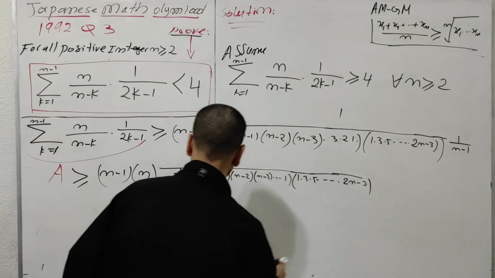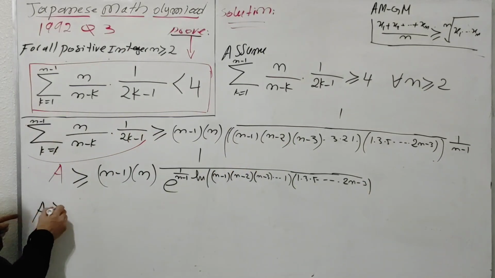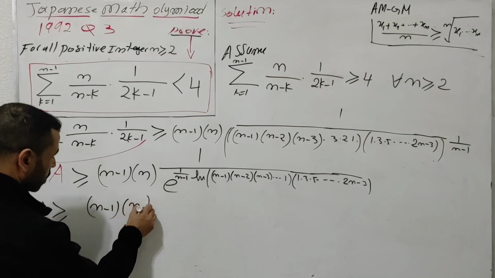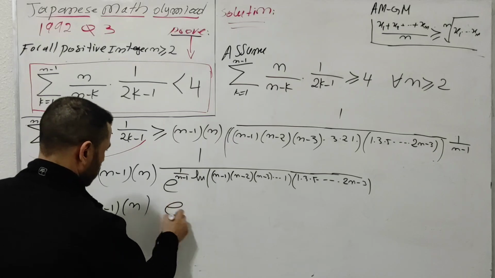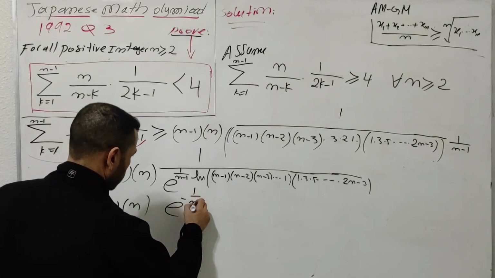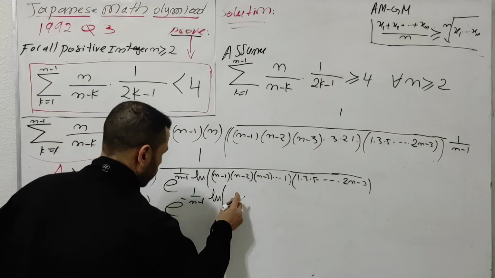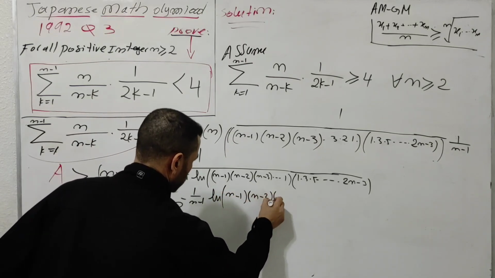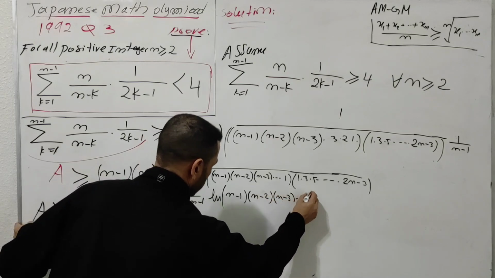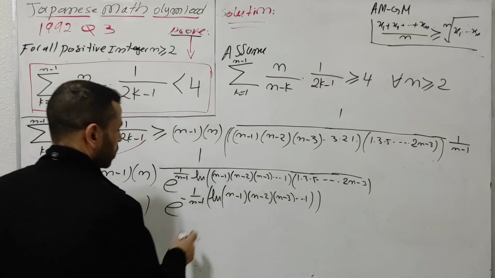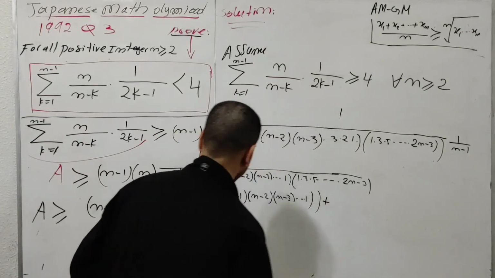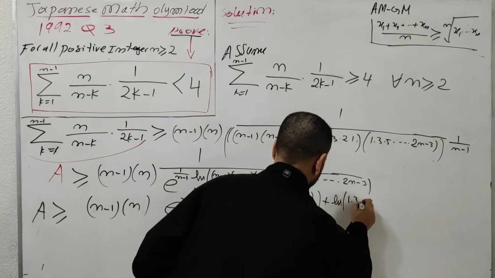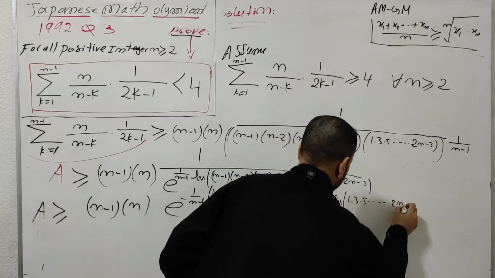Okay, so this one, capital A, is superior or equal to n minus 1 multiplied by n. I'm going to put the reciprocal of this one, which is given as e to the minus 1 over n minus 1 natural log of n minus 1 multiplied by n minus 2 multiplied by n minus 3 and all the way down to 1. I'm going to separate this natural log into two parts. I'm doing plus natural log of 1 multiplied by 3 multiplied by 5 and all the way down to n minus 3.